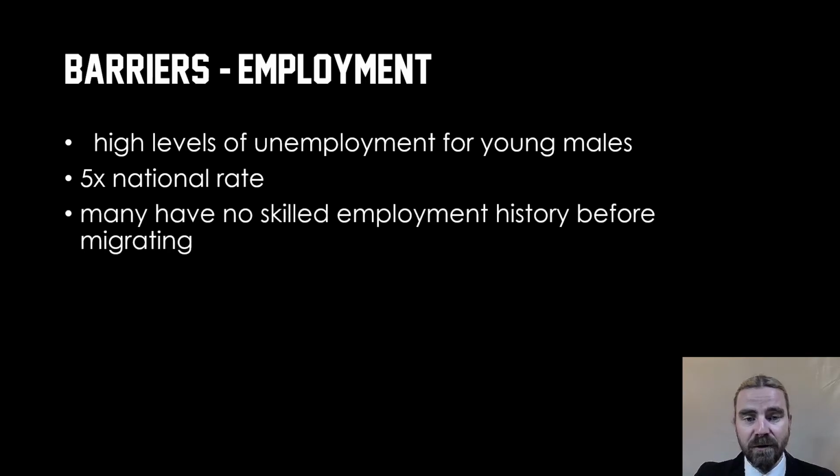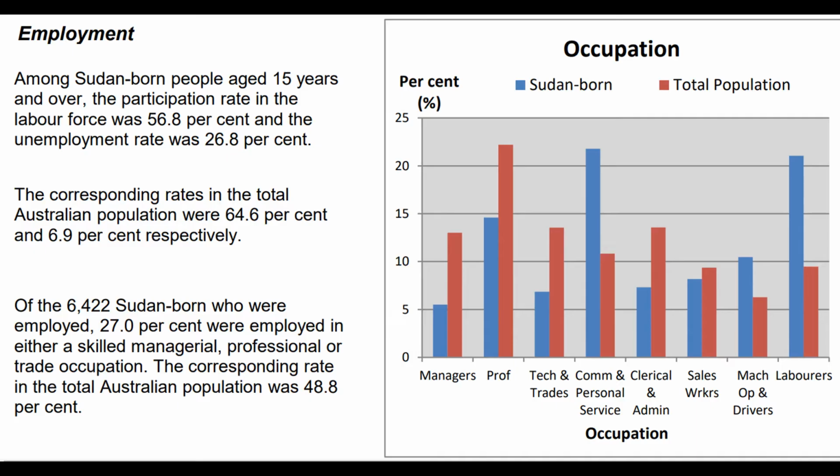Many have no skilled employment history before migrating. First generation migrants who come to Australia trying to get skilled work here don't have experience in it, and so they find it difficult to get employment in skilled areas. Right, so here's a little slide from a report from the government immigration website.